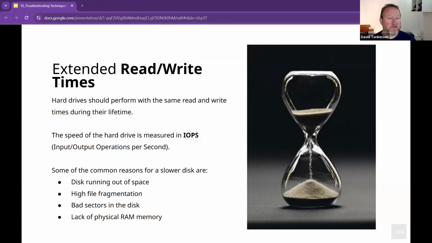It can happen an awful lot when a disk drive is running out of space, or with the old spinny disks that you've got some high fragmentation. Or as I say, your disk could be falling apart, which means you've got a lot of bad sectors on the disk. It can also happen if you've got a lack of physical memory, essentially your RAM, because when your RAM is getting clogged up, a lot more writes are done to the disk to compensate for that. So your disks are working a lot harder.